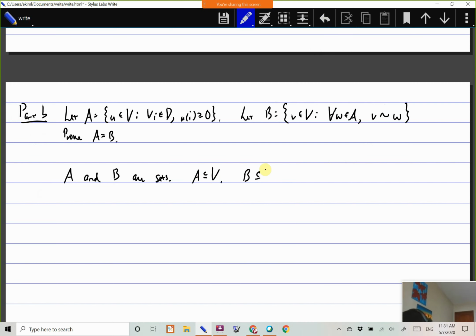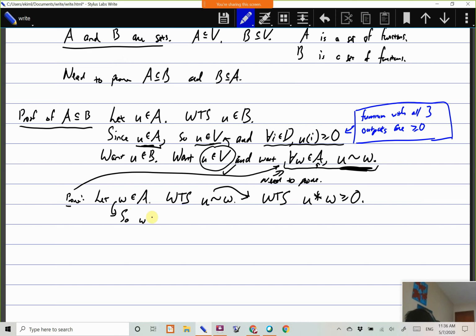Now here's the thing. We have W belongs to capital A. We haven't done anything with that. But just like U belonging to A translated into these two facts, in the same way W belonging to A translates to the same two facts, right? So we get W belongs to V, and we also get for all I in D, W of I is greater than or equal to 0. That's what happens for something belonging to capital A due to how the set A was defined.